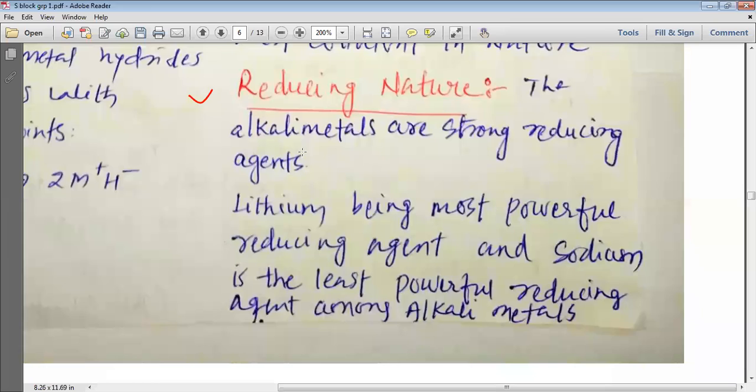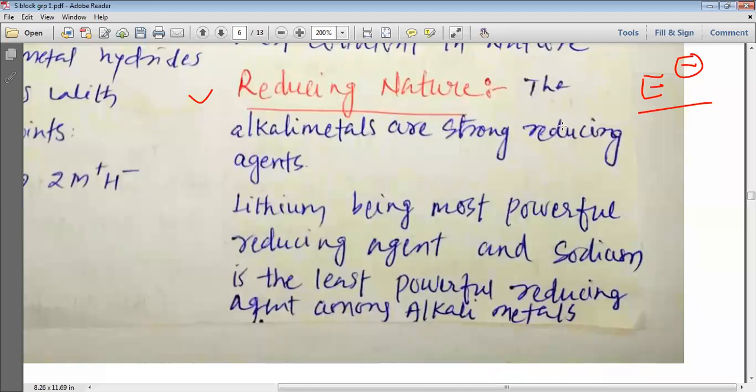Then my dear students, we want to study about the reducing nature. We have already studied that reducing nature is determined by the electrode potential values. And when we look at the electrode potential values, our lithium has got the highest, most negative electrode potential value, and that is why the reducing character of our lithium is the most.